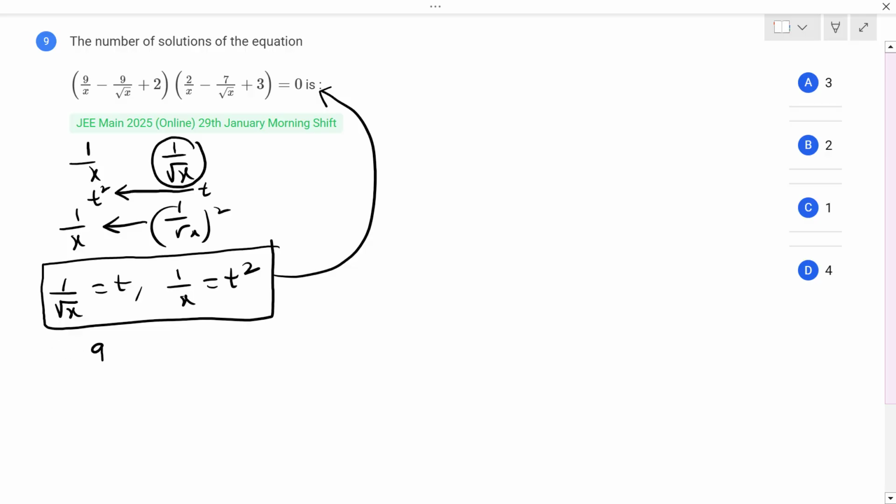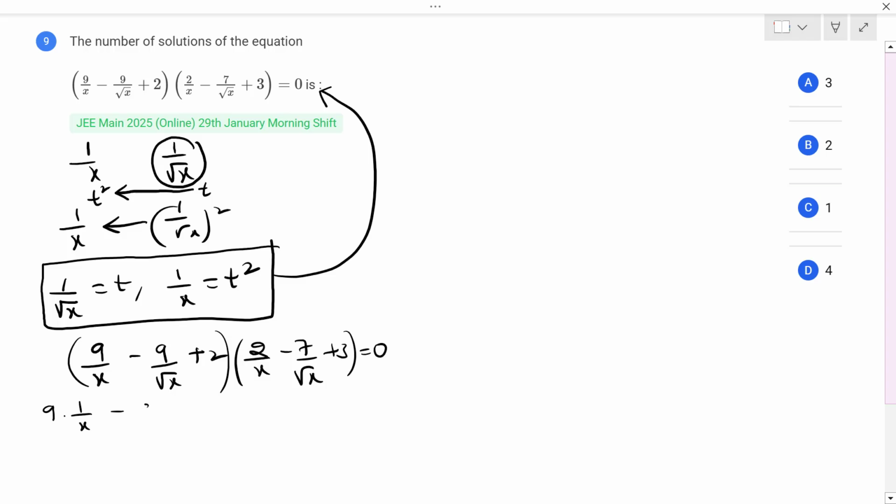The equation is 9 by x minus 9 by root x, plus 2 into 2 by x minus 7 by root x plus 3, is equal to 0. Just for my comfort, I will rewrite it a little. I will modify it: 9 by x is 9 into 1 by x, minus 9 by root x is 9 into 1 by root x, plus 2 into 2 by x is 2 into 1 by x, minus 7 by root x is 7 into 1 by root x, plus 3 is equal to 0.